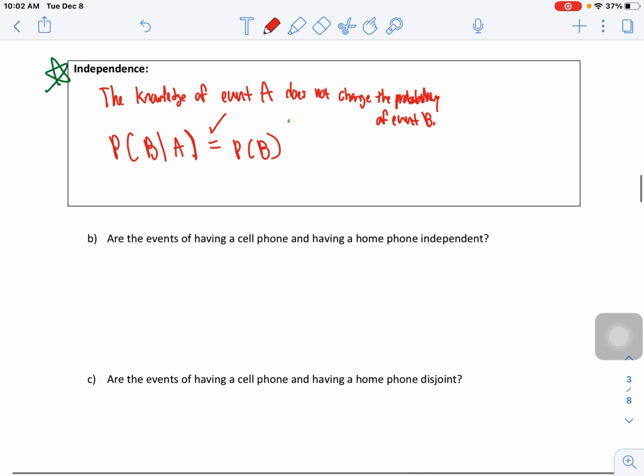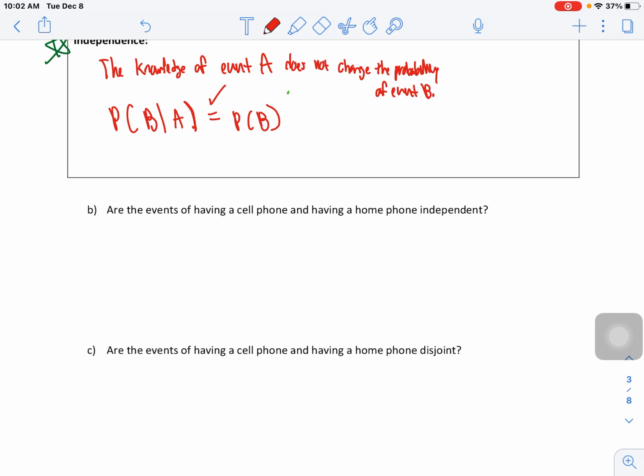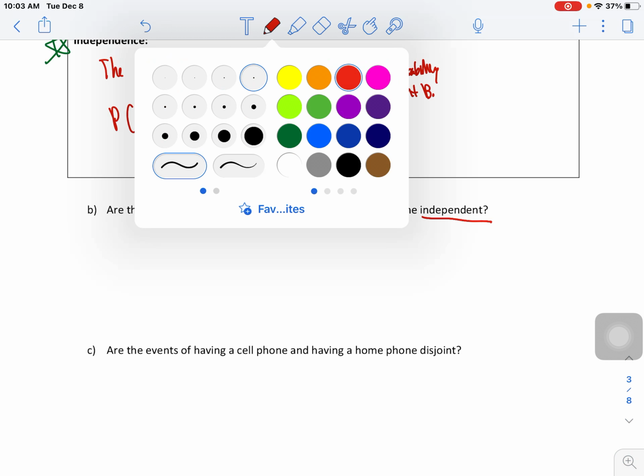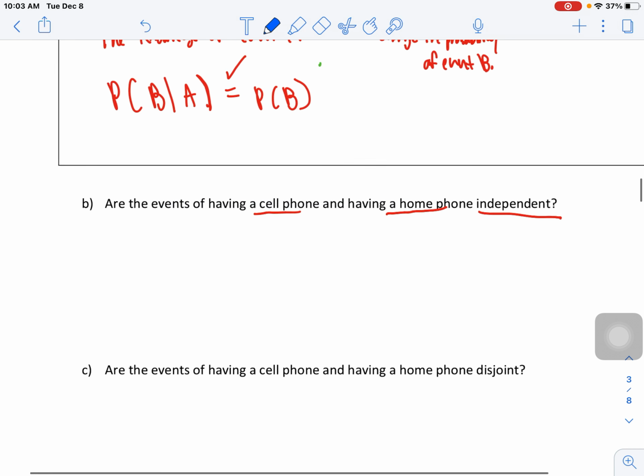So letter B here is asking us, are the events of having a cell phone and having a home phone independent? I mean, just think about this yourselves. Do you think that having a home phone affects whether or not you have a cell phone? I did myself, and I'm thinking, yeah, they should affect each other. I think people are less likely to have a home phone if they have cell phones, but we'll see. Let's actually use the probability statements here.